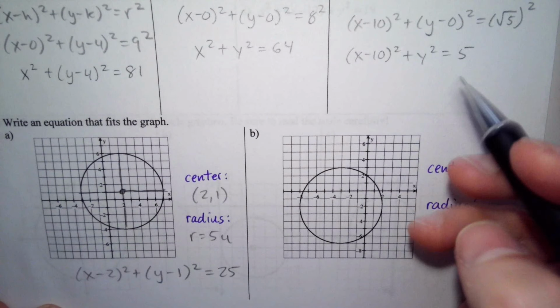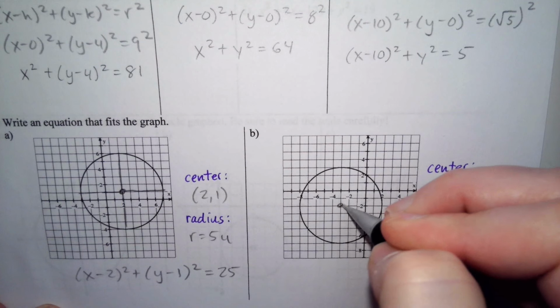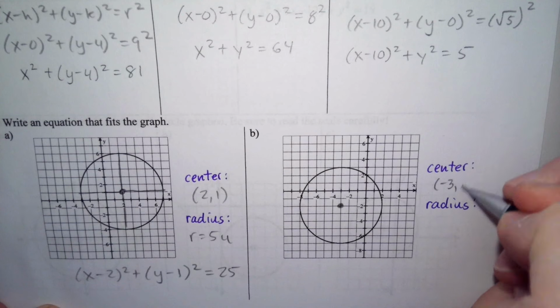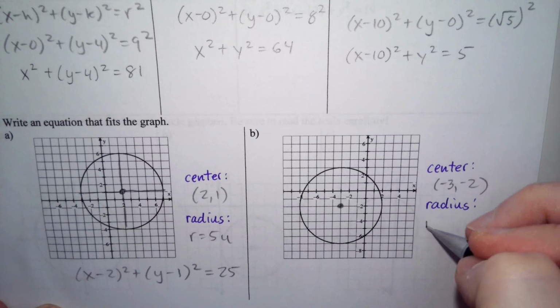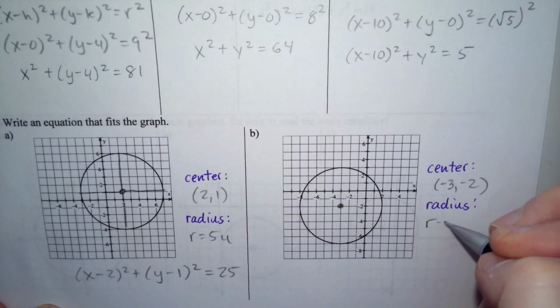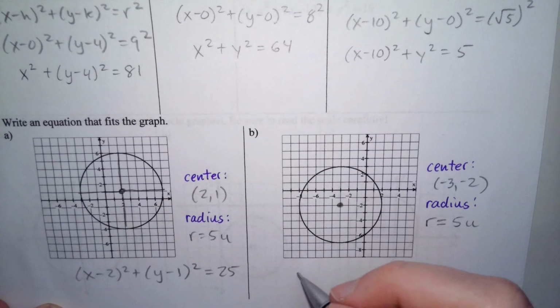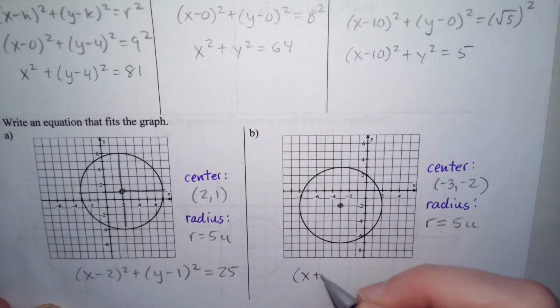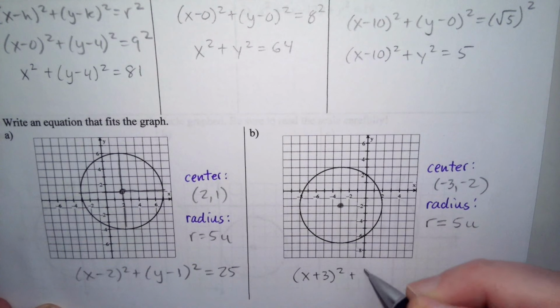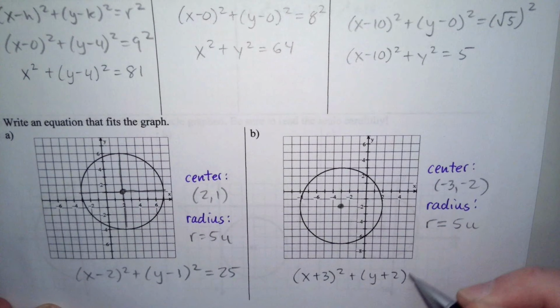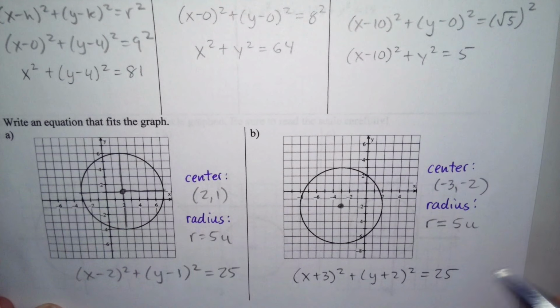Okay, the center here appears to be (negative 3, negative 2). Same radius as the other circle, so both of these circles are congruent. So the radius is 5 units. And the equation is (x plus 3) quantity squared, and then (y plus 2) quantity squared equals 25.